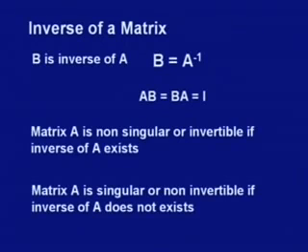On the other hand, we say matrix A is singular, or non-invertible, if the inverse of A does not exist. So a square matrix is singular if the inverse of A does not exist. If the matrix is not a square matrix, then of course there is no question of an inverse existing.